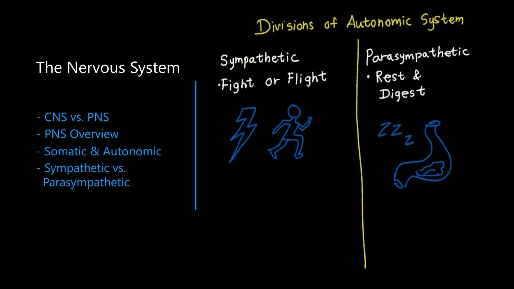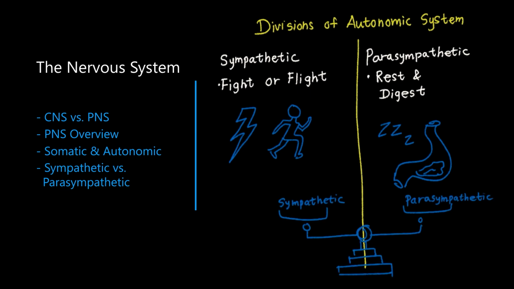Its counterpart is the parasympathetic division, your rest and digest system. It calms the body down and directs routine activities. After you've escaped the dog and are resting safely, your parasympathetic system takes over, slowing your heart rate and stimulating digestion. These two systems work in a delicate balance to keep your body in a stable state.